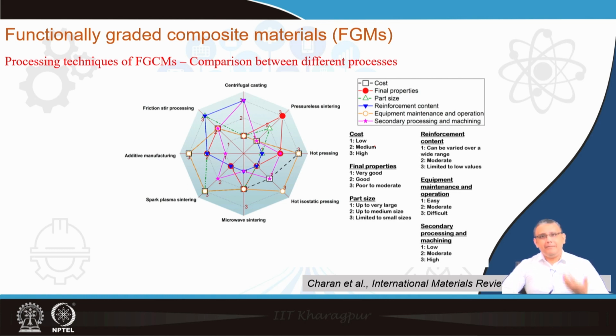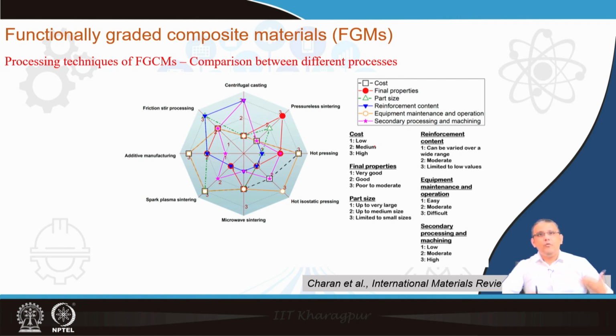But there is one big limitation: in centrifugal casting the reinforcement content is typically limited, because, as I mentioned, the first step is that we have to stir cast the composite melt, and in stir casting we always have a limitation of up to around 10 to 15% reinforcement content. If we have more than that, there is reinforcement agglomeration, and that will reduce the properties. This is why in centrifugal casting we do not have a wide range of reinforcement content, whereas in powder metallurgy processes we can have a huge variation in the reinforcement content.